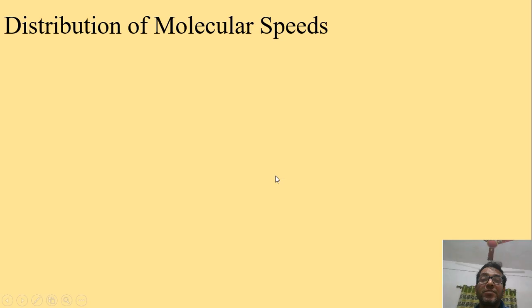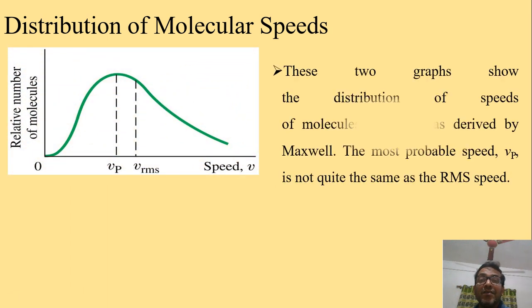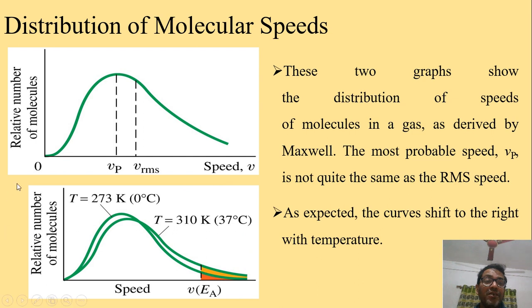So from these expressions you can understand the distribution of the molecular speeds, and here again I am just showing you that these two graphs show the distribution of speeds of molecules in a gas, derived by Maxwell. The most probable velocity is not quite the same as the RMS speed. Now the question is, if the temperature changes, how will it respond? So the response is shown here.